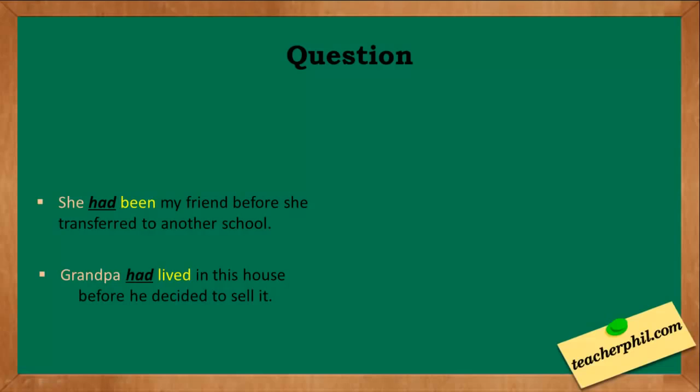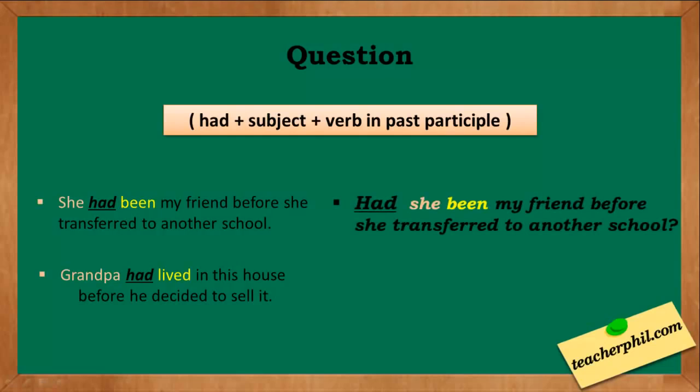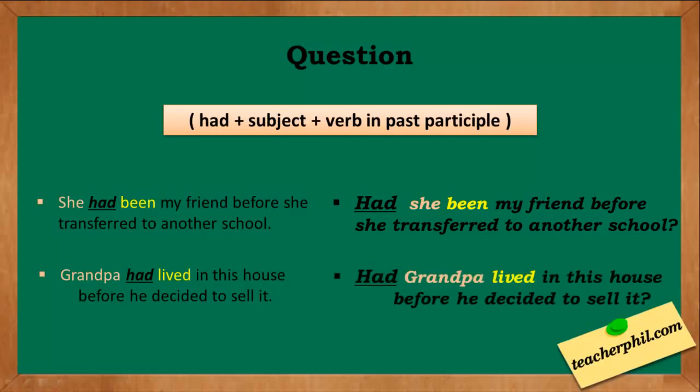For the question, the pattern is had plus subject plus verb in past participle. Examples: she had been my friend before she transferred to another school. Had she been my friend before she transferred to another school? Grandpa had lived in this house before he decided to sell it. Had Grandpa lived in this house before he decided to sell it?